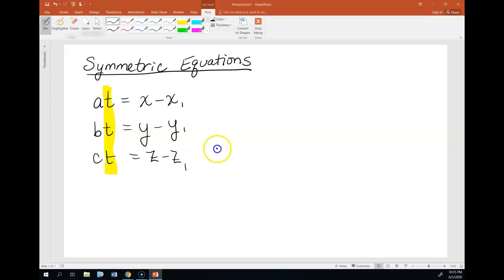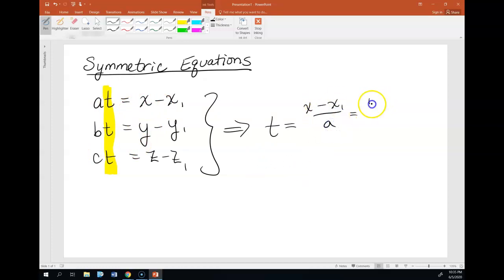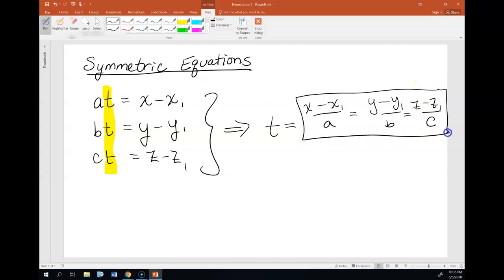So if we did that, if we solved each of these for t, the first one, all we have to do is divide over those coefficients. So we'd have x minus x sub 1 over a equals y minus y sub 1 over b equals z minus z sub 1 over c. So this format right here is called symmetric equations. There are two equal signs, and symmetric indicates that they are all equal to the same value t.